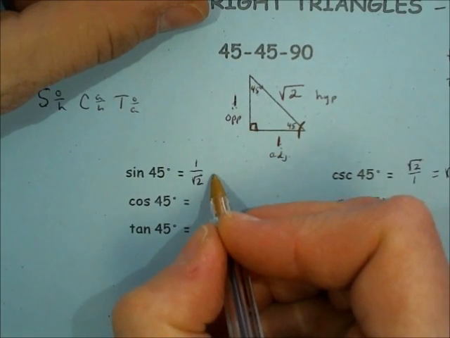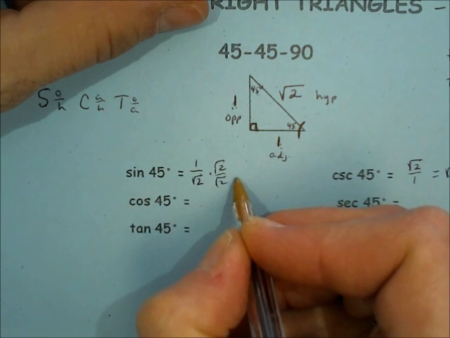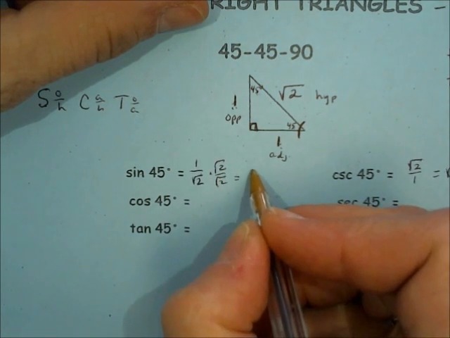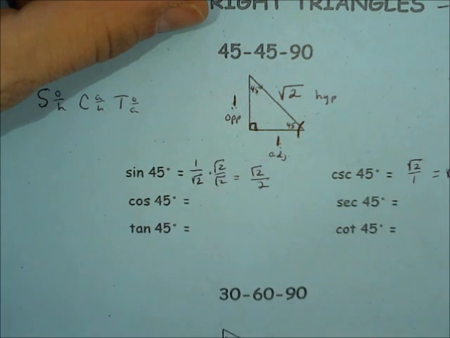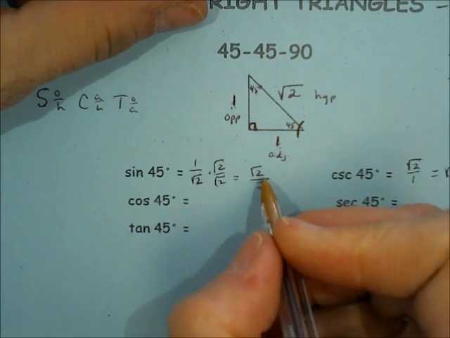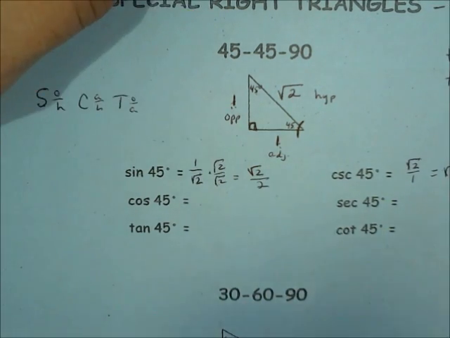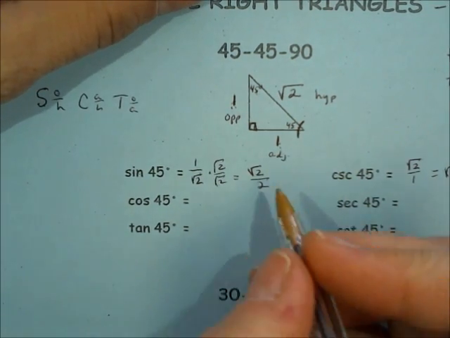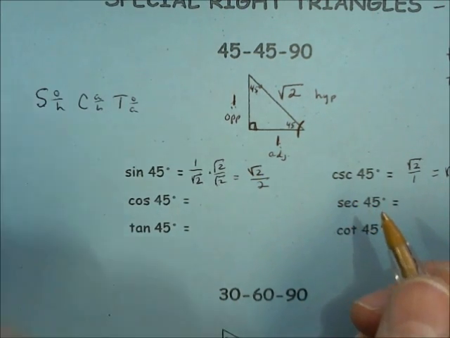But for the sine of 45, rationalize the denominator by multiplying by the square root of 2 over the square root of 2. 1 times the square root of 2 is the square root of 2. Square root of 2 times the square root of 2 is just 2. So the sine of 45 is the square root of 2 over 2. This is something that you need to try to remember quickly, or be able to draw the diagram quickly, because these numbers come up all the time.